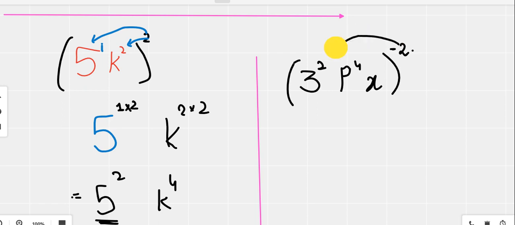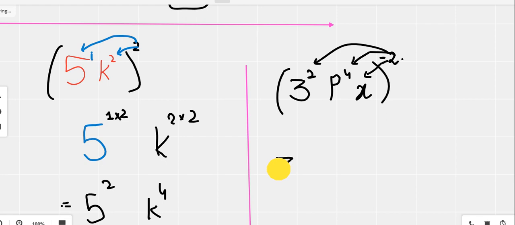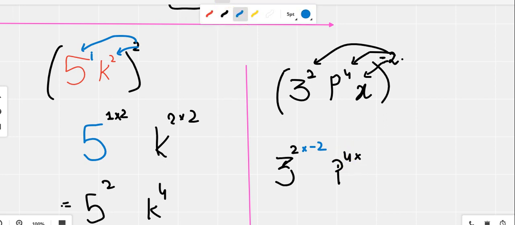So you're gonna distribute this minus 2 with this 2, you're gonna distribute this minus 2 with 4, you're gonna distribute with x as well. X has no power mentioned, it means that its power is 1. When any number is written and it has no power mentioned, it means that its power is always 1. So I'm going to distribute this minus 2 with positive 2. I will write here 3 to the power of 2, and I will use blue color for the minus 2, multiply by minus 2. Then I'm going to write here again p to the power of 4, and then times by minus 2.